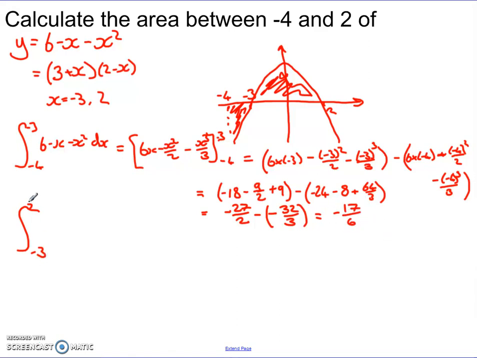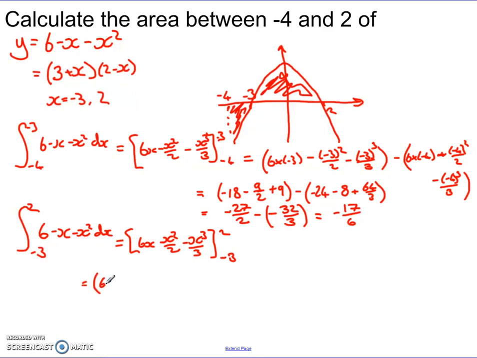I then do the integral from negative 3 to 2 of the same function. So 6 minus x squared dx. Now integrating it gets you the same general function. So I end up getting 6x minus x squared over 2 minus x cubed over 3. But this time, my limits change. So now it's from negative 3 to 2. So I calculate this new bit and then I can combine my two answers.